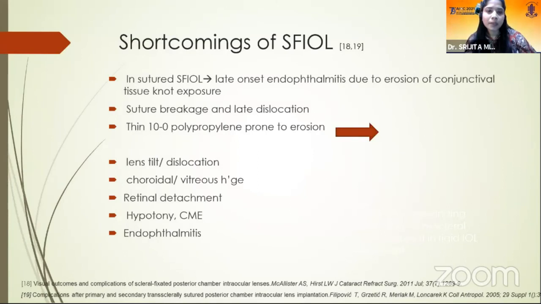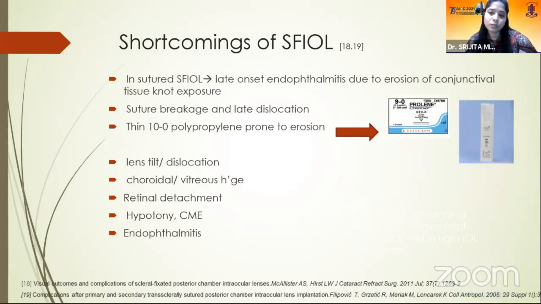Shortcomings of SFIOL and sutured SFIOL: there is a risk of late onset endophthalmitis due to erosion of conjunctival tissue and exposure, suture breakage, and late dislocation of IOL. Initially, 10-0 polypropylene sutures were being used for the sutured techniques, which are more prone to erosion, and they have now been replaced by 9-0 Prolene sutures and 7-0 Gore-Tex.